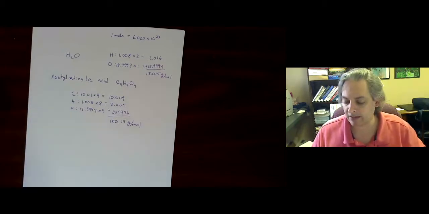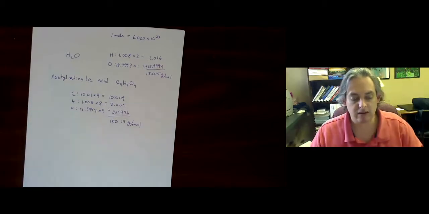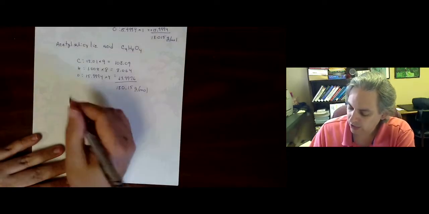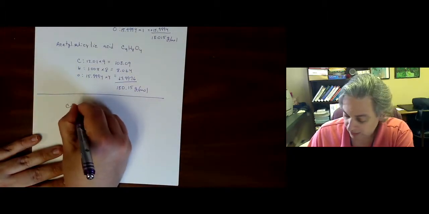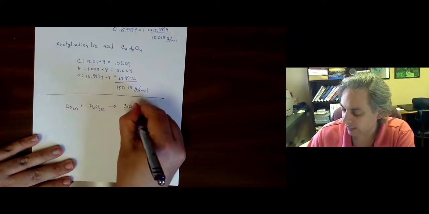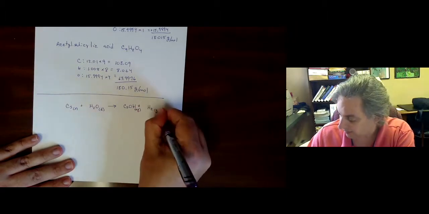Alright, now that we can figure out the mass per mole using molar mass, let's take this one step further and look at a balanced equation. One equation that we can look at is cesium, which is a solid element. We're going to react that with water. When cesium and water react, we're going to make cesium hydroxide and hydrogen gas. This will be an aqueous solution, and this is a gas.